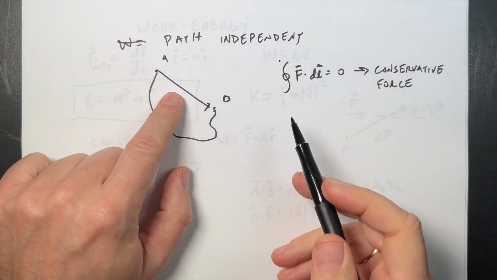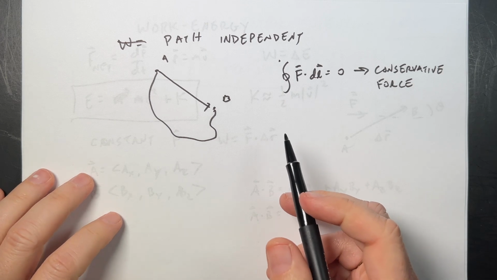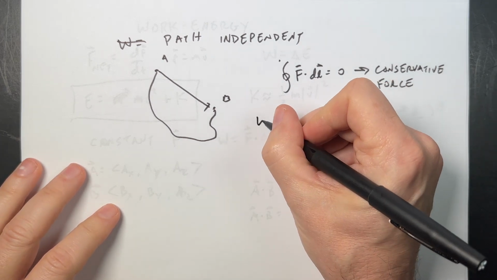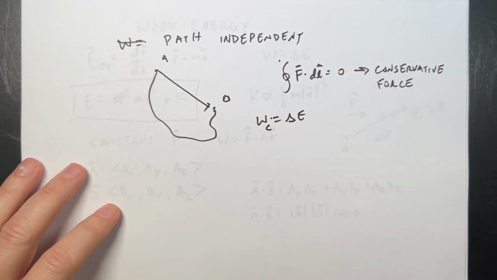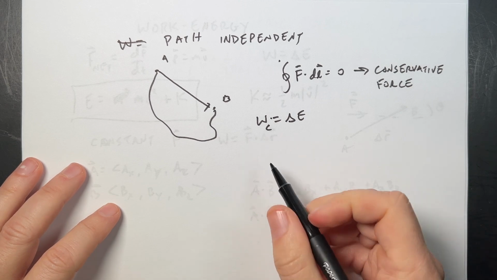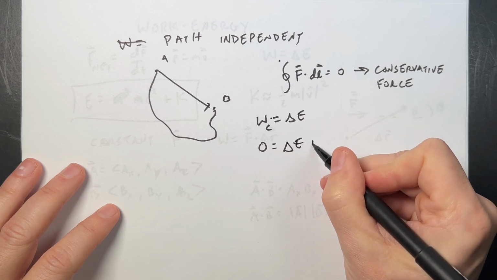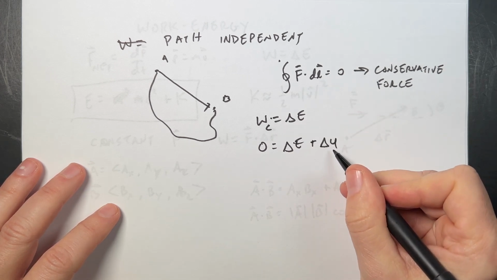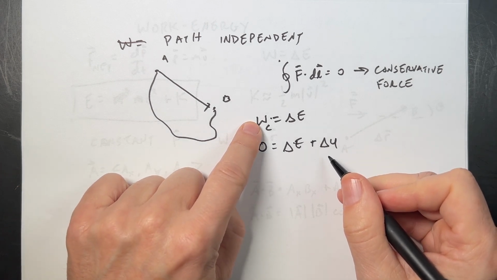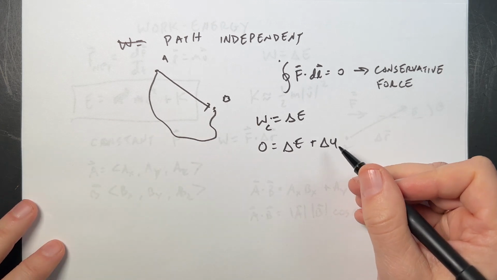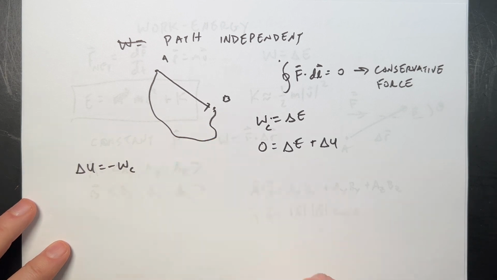And if the work done by that force does not depend on the path, then we can move that to the other side of the equation. So we have this work by some conservative force is the change in energy. If I move that to the other side, I can write this as 0 equals delta E plus delta U, where delta U is the change in potential. And so that's going to be negative the work done by the force. So we define the change in potential as negative the work done by that conservative force.